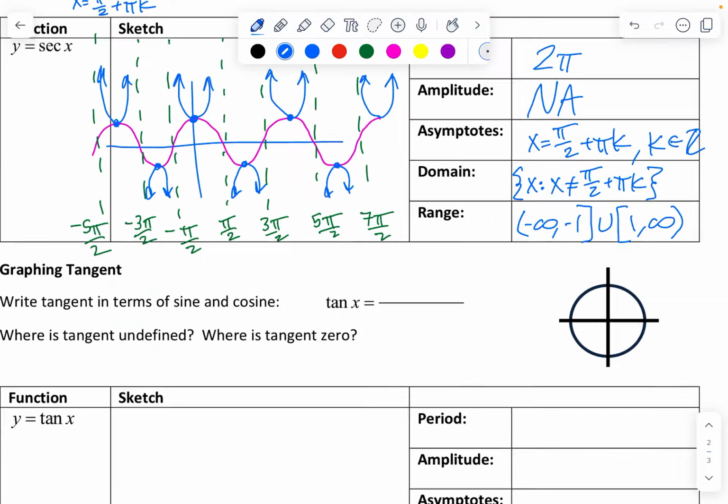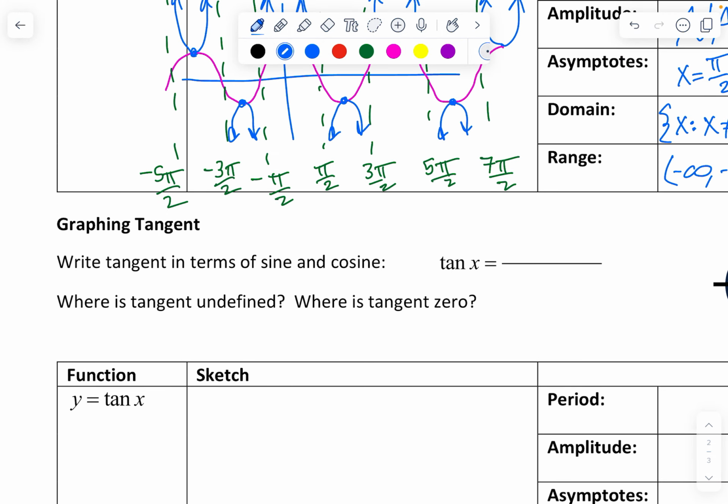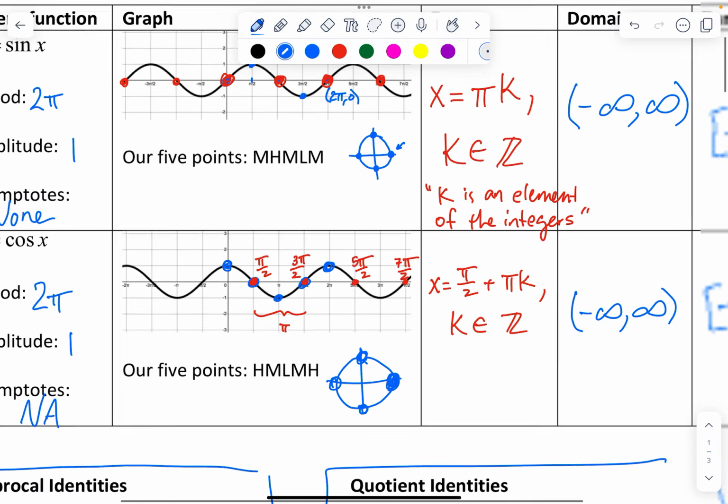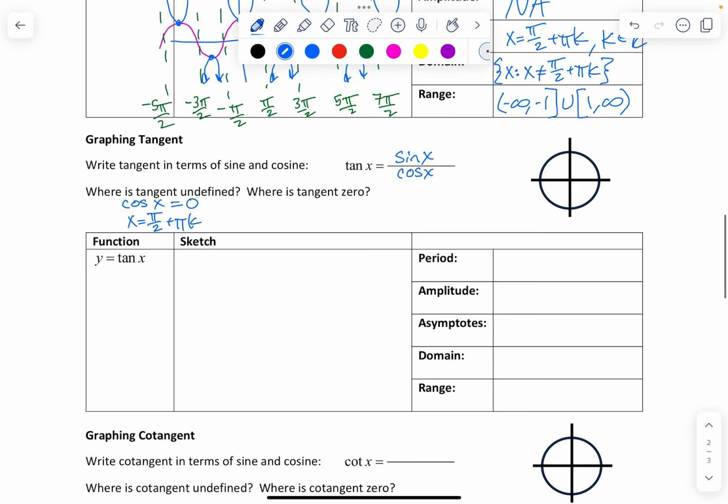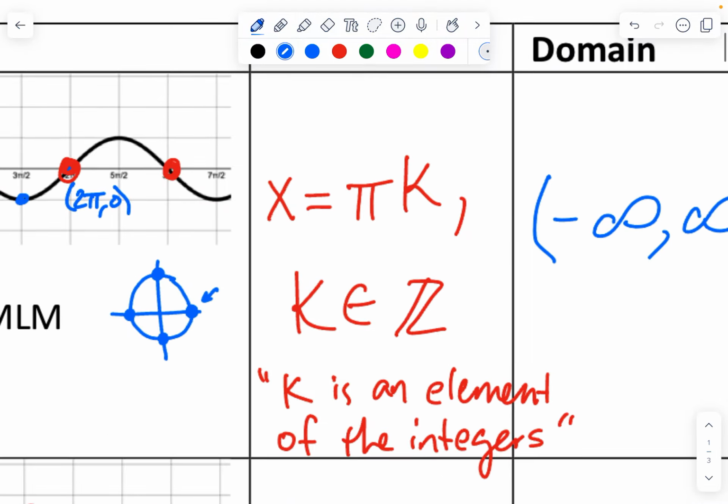Let's get started. Okay, so this one, tangent is equal to sine of x over cosine of x. And so where is tangent undefined? It's undefined when you're not Chuck Norris, you can't divide by 0. So it's undefined when cosine is equal to 0, which is pi over 2 plus pi k. We can remember by looking way back here, cosine, the second one, equals 0 at pi over 2 plus pi k. Where is tangent 0? Well, tangent will be 0 when sine of x equals 0. Well, sine of x equals 0 at pi k.